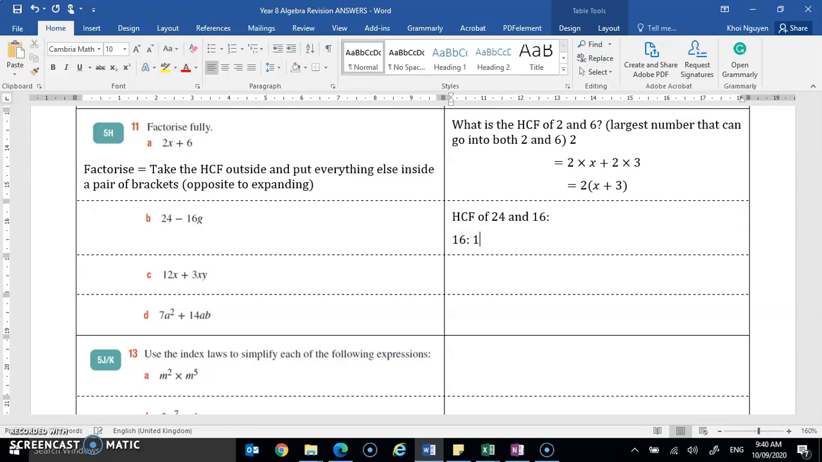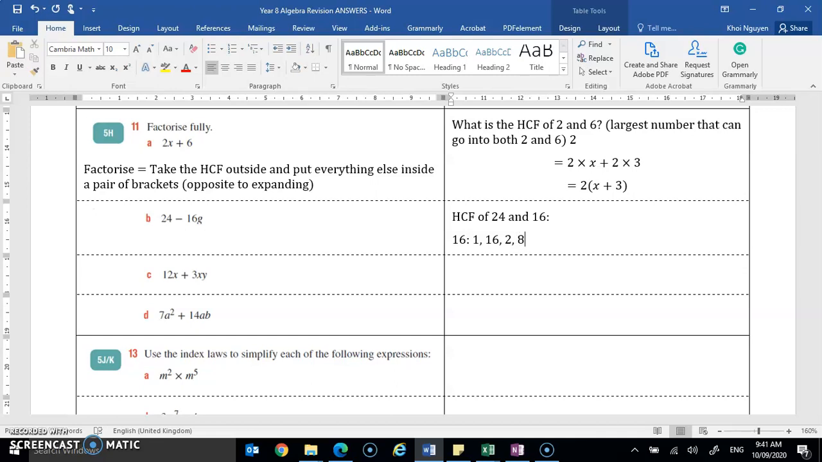So obviously 1 can go into 16. Now, how many times can 1 go into 16? Well, that's 16 times. So 16 obviously can go into 16 as well. What else can go into 16? Well, there's 2, right? And how many times can 2 go into 16? 8.